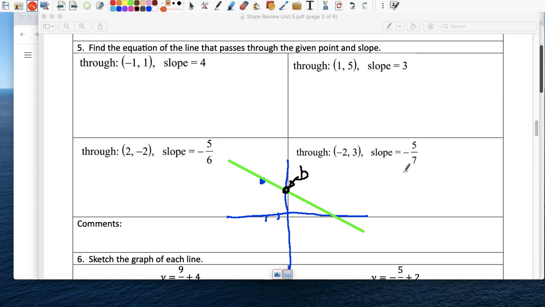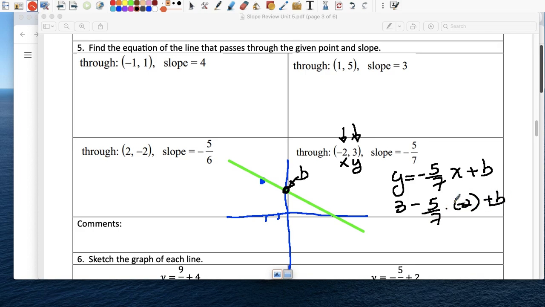So what do I have right now? y equals negative 5 over 7x plus b. Let's find b. I need to use this point. So let's substitute y equals 3: negative 5 over 7 times negative 2 plus b. Three equals, and negatives are positive, 10 over 7 plus b.